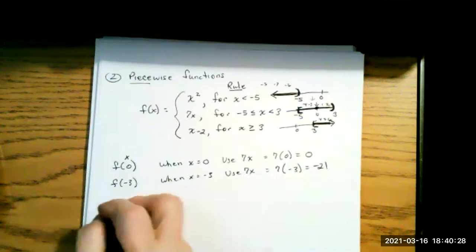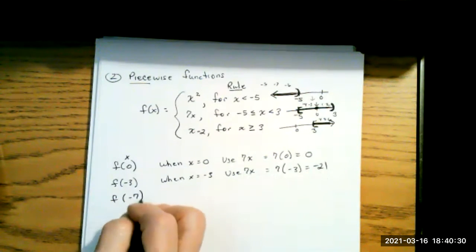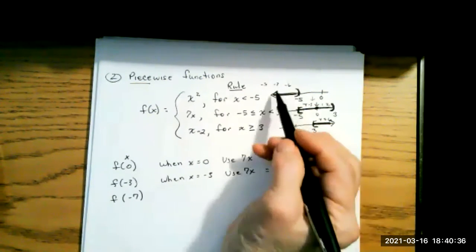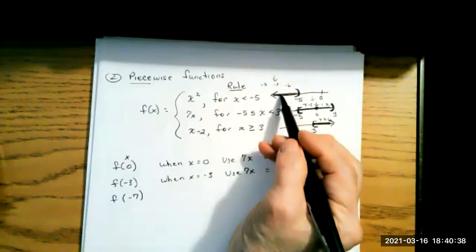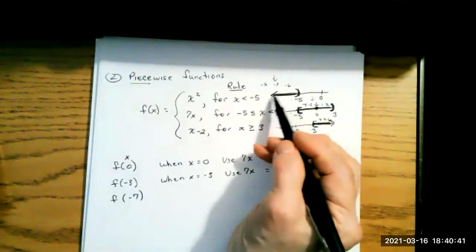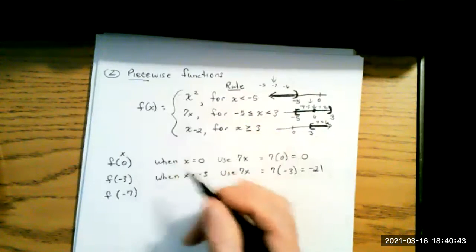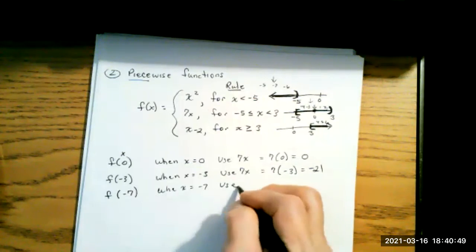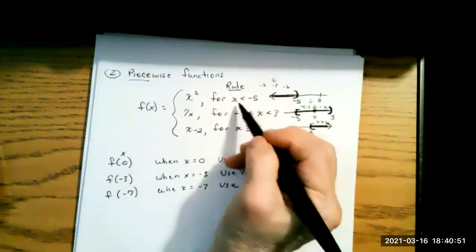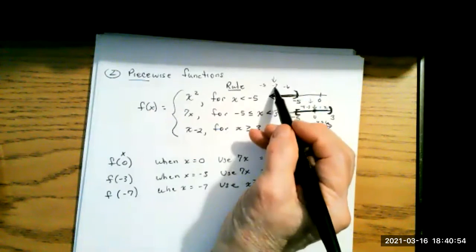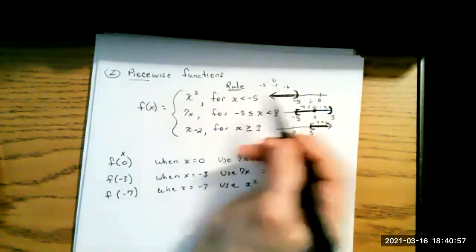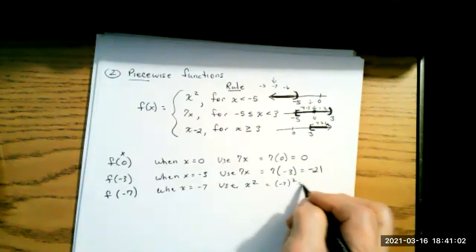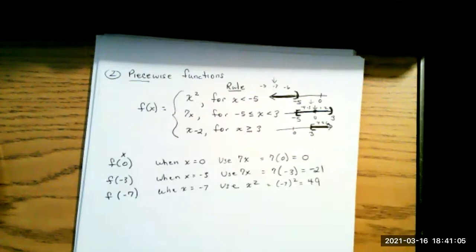Then they're going to say, okay, let's find f of -7. Okay, well, -7 is over here on this side. See, it's this little picture. So I'm going to use this rule this time. Use x squared because that's the region they're telling me I have to use. If I'm using -7, it's in this region. So I use that little rule right there. So I'm going to have -7 squared. -7 times -7 is +49.